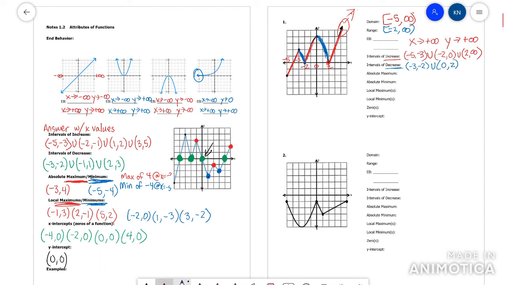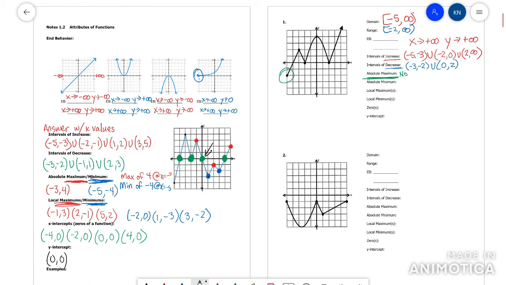My absolute maximum, if I wanted to answer with a value, actually, hold on one sec. This is a good example for when there is not an absolute maximum. Notice on this graph, I have an arrow going up. So this line's going to continue going up. So if you say like a maximum of 5, that's wrong, because I could be like, well, this graph's going to go to 6. Or if you say 1,000,000, it's going to go to 1,000,001. So on this graph, there's no absolute maximum. There is, however, an absolute minimum.